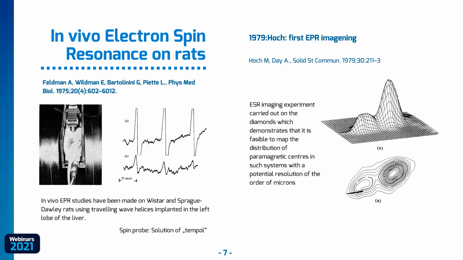In 1975, Koch's communication describes an EPR imaging experiment carried out on diamonds, which demonstrates that it is possible to map the distribution of the paramagnetic centers in such a system with a potential resolution on the order of microns.